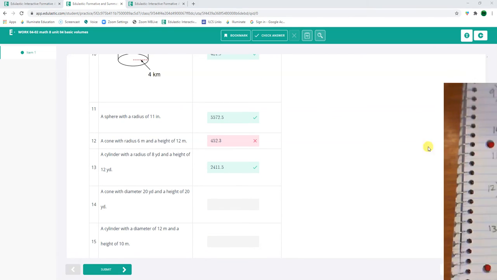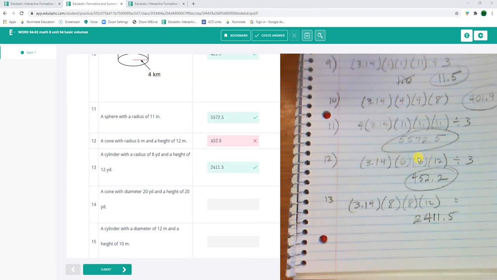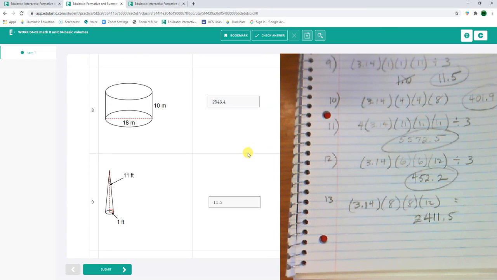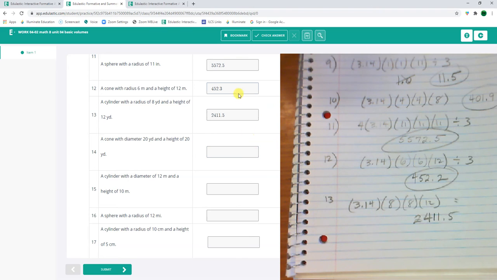Number 12, it doesn't like my number 12. 452 point. Did I put in a 3? I've got 452.2 here. Sometimes I feel like I'm putting in the right things and it changes it. It's not. Okay, 452.2. We'll check that on the next time around. Number 14.